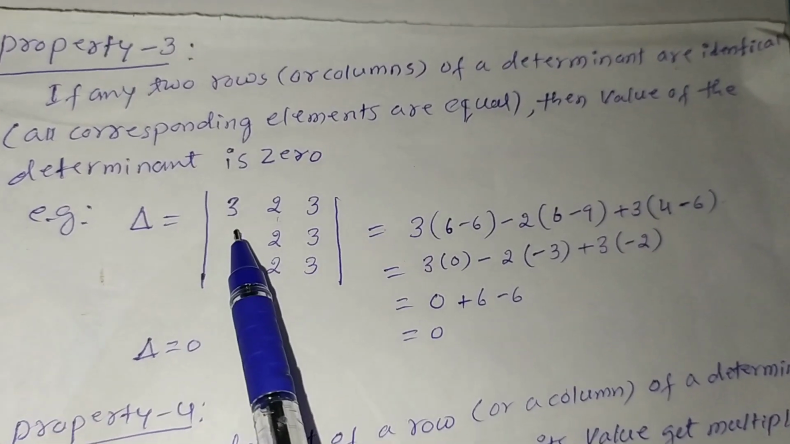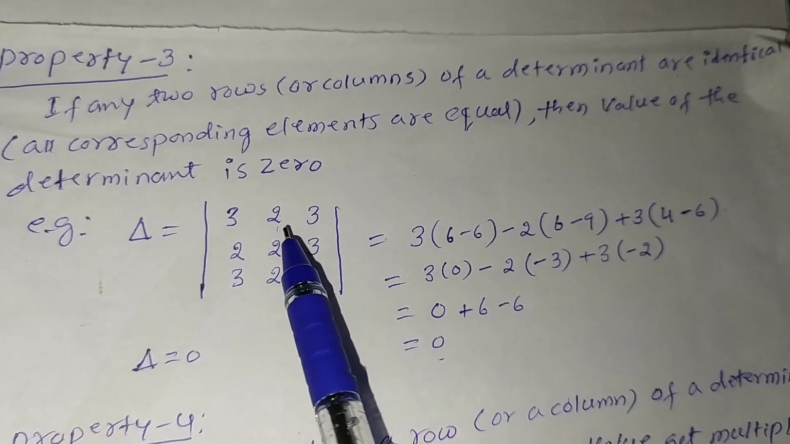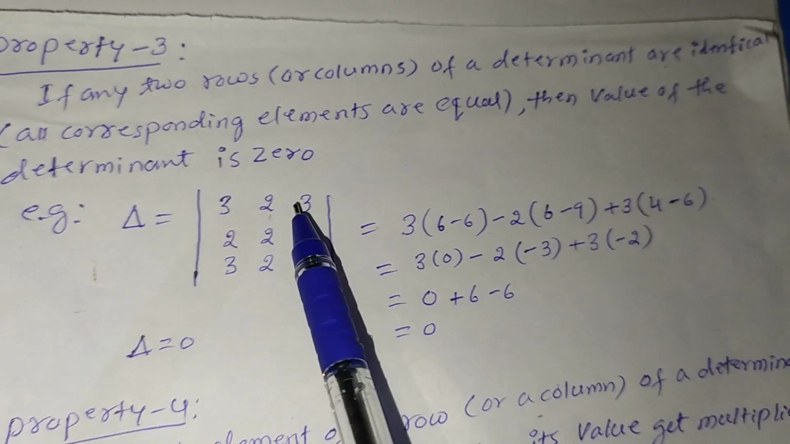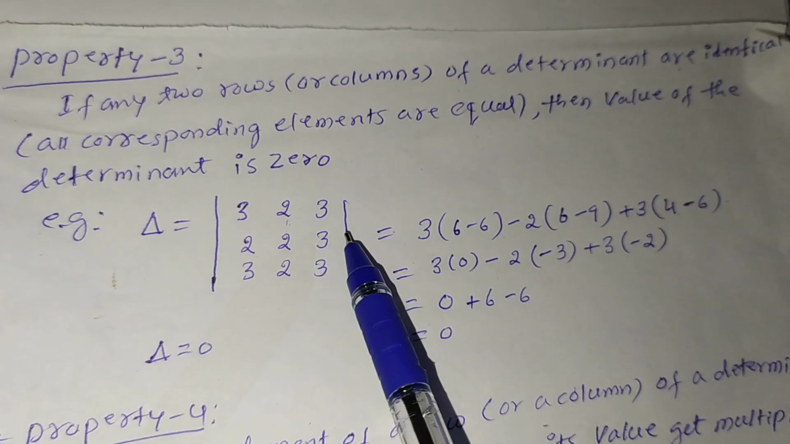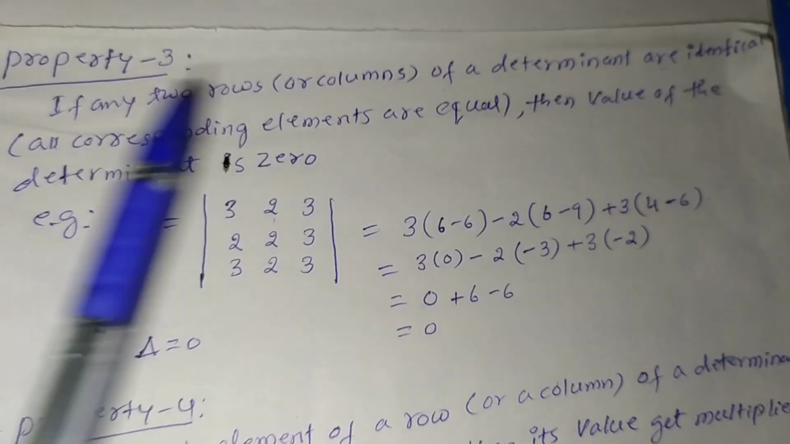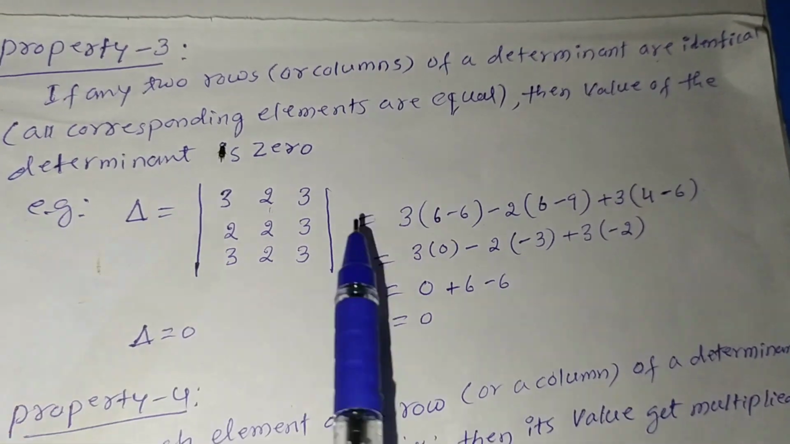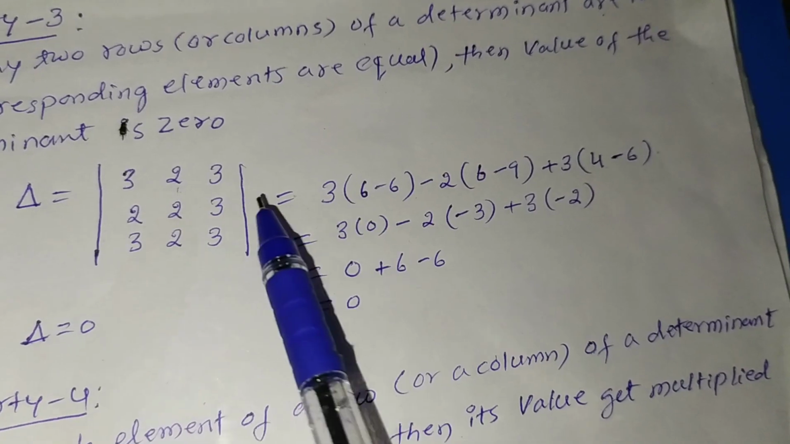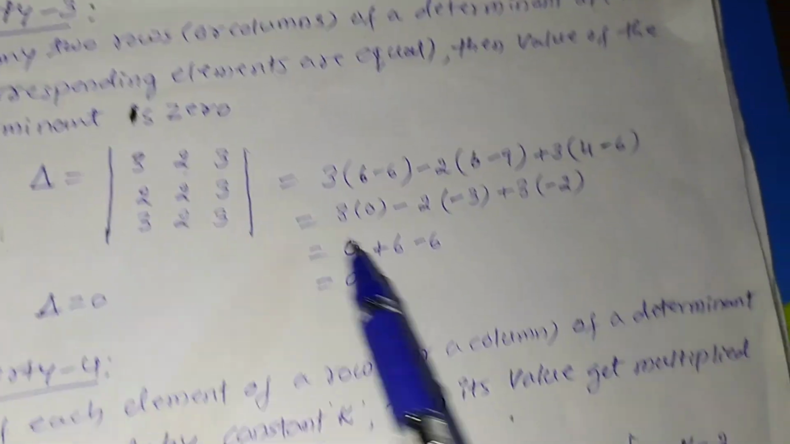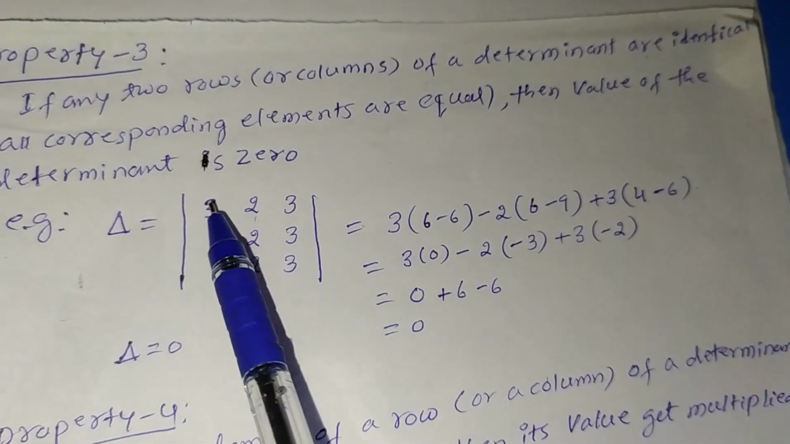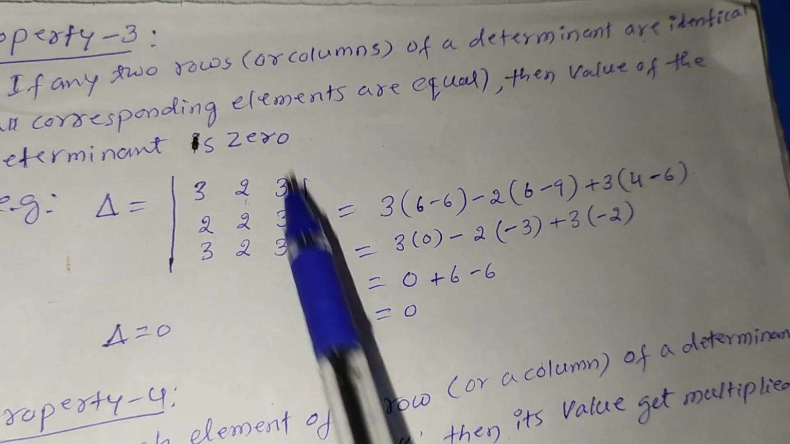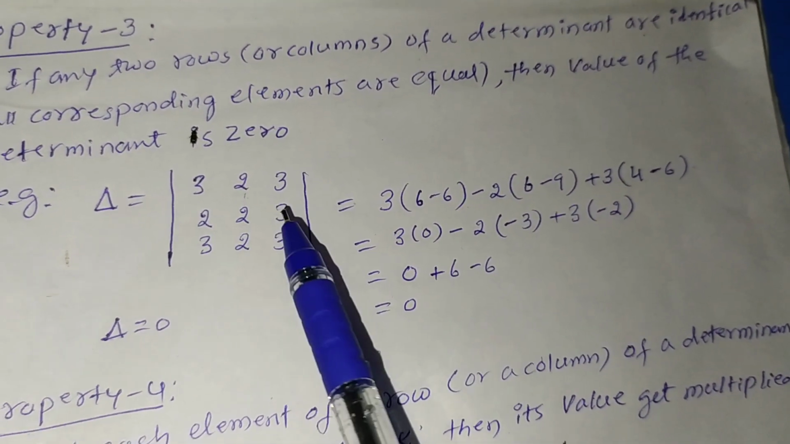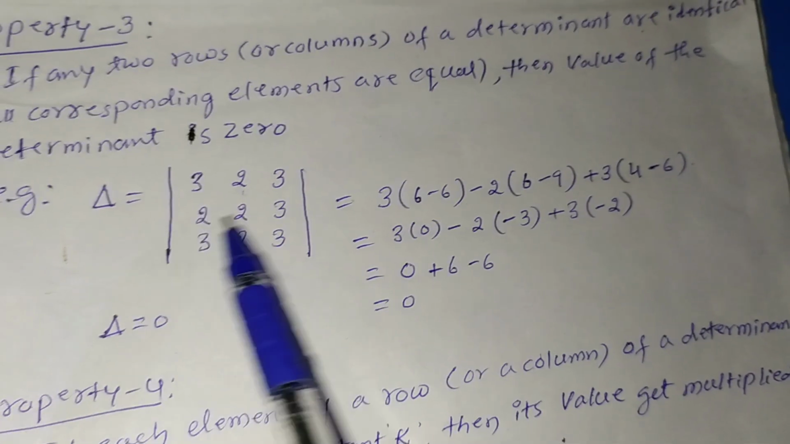This is only one example. There are many such examples. If any two rows or columns of a given determinant are identical, then its value is always 0. After expanding along R1, you get 0. You can also expand along C1, C2, C3 and R2, R3. You can do this by yourself. You can verify your answer by expanding along R2 or R3.